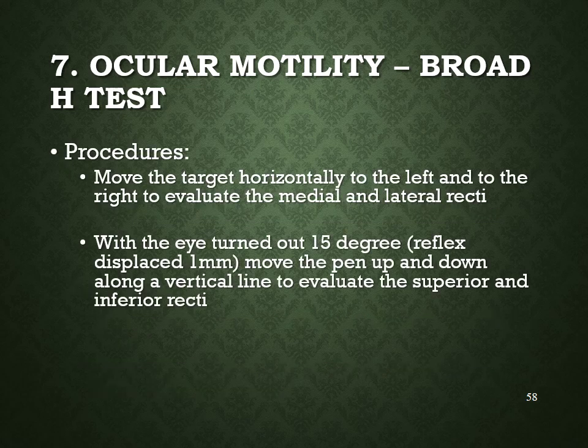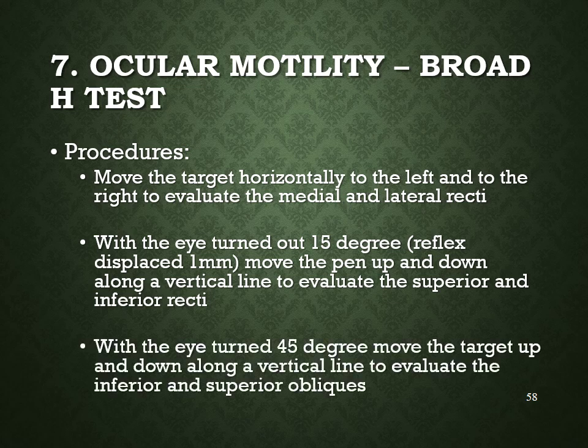For the procedure, move the target horizontally to the left and to the right to evaluate the medial and lateral rectus. With the eye turned about 15 degrees, the reflex displaces 1 mm. Move the pen up and down along the vertical line to evaluate the superior and inferior rectus. With the eye turned 45 degrees, move the target up and down along the vertical line to evaluate the inferior and superior oblique.